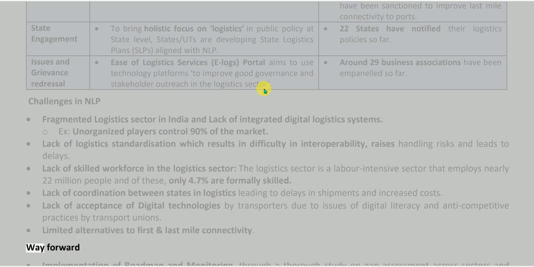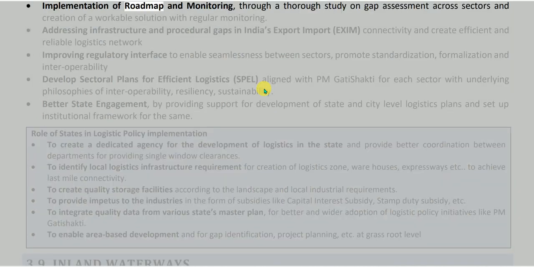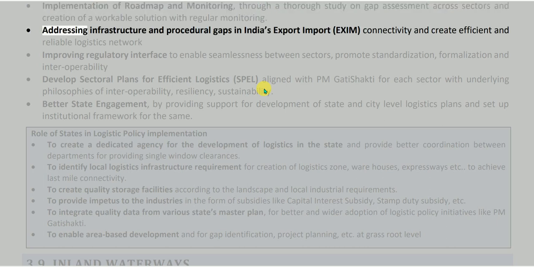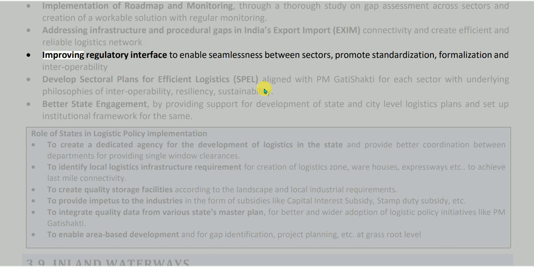Way forward. Implementation of the roadmap and monitoring through a thorough study on gap assessment across sectors and creation of a workable solution with regular monitoring. Addressing infrastructure and procedural gaps in India's export-import, EXIM, connectivity and creating an efficient and reliable logistics network. Improving the regulatory interface to enable seamlessness between sectors, promote standardization, formalization and interoperability.